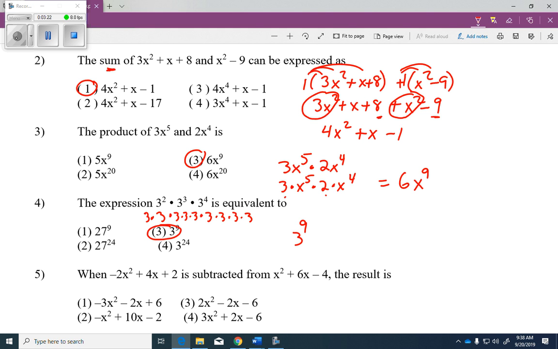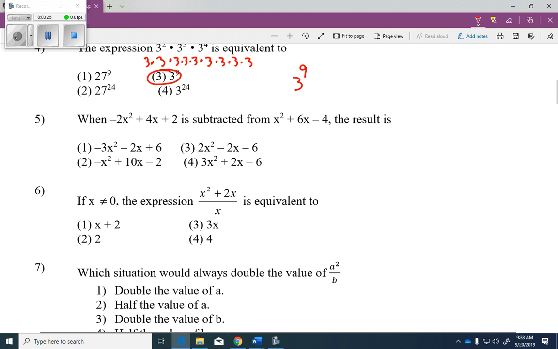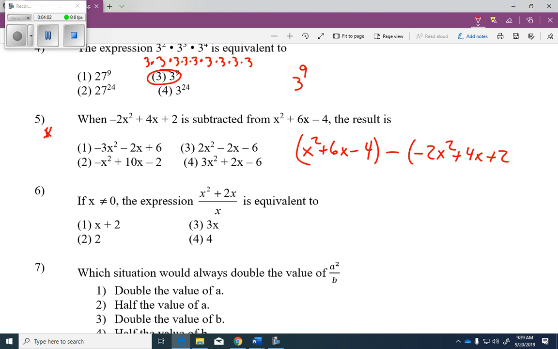Choice 3. Number 5. This is so important to pay attention to the words. There is something similar to this wording on your test. So when negative 2x squared plus 4x plus 2 is subtracted from x squared plus 6x minus 4, I'm subtracting this first polynomial from this second polynomial. So really when I write out the problem, I'm writing the x squared plus 6x minus 4 first, because from that I'm subtracting the negative 2x squared plus 4x plus 2.